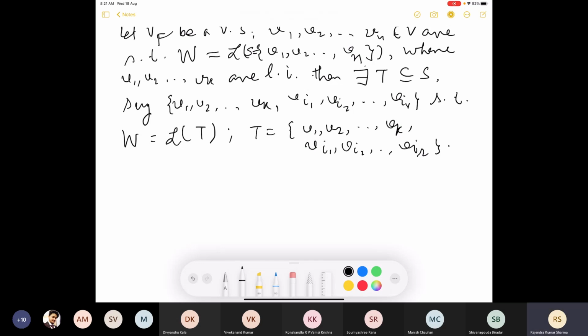The proof is also using the same technique. So first of all, it is possible that all of these are linearly independent. That can happen if k is equal to n. And if that is the case, we don't have to do anything. In that case, S and T will be equal. So the proof, if one has to see, the first thing is that if V1, V2, Vn, all of them are linearly independent, then in that case, T is same as S, and we are done.